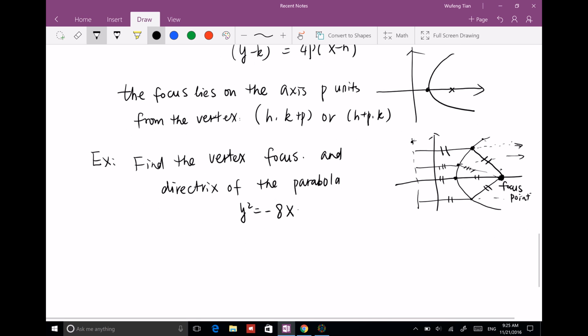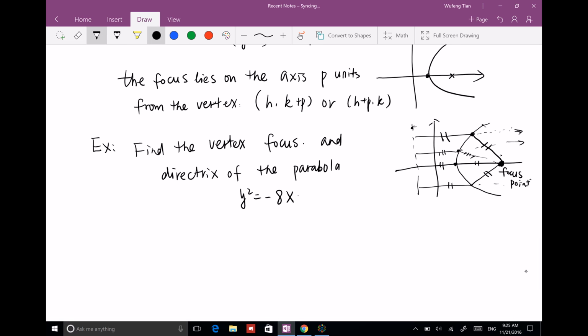So we first draw the picture of this one, the directrix. Because y squared, y can be positive and negative, but x is negative 8x, so it's open leftward. So it's open this way. Now we can see y squared equals negative 8x. There is no shift, so the center is going to be 0, 0.